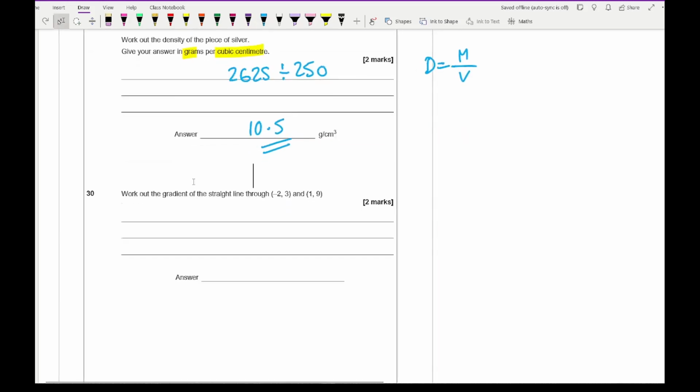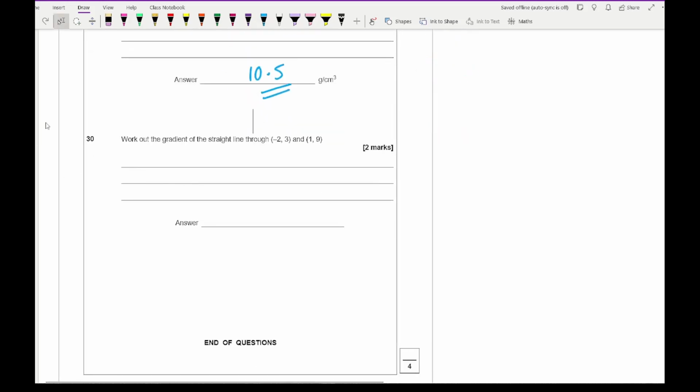Then the next question says work out the gradient of a straight line through -2, 3 and 1, 9. There are several ways in which you can do this. It all depends on how you've been taught. If I just imagine a quick sketch of a set of axes, I've got -2, 3, which is about there. That's at -2, and that's at 3. And if that's 1, and this is 9, that point is going to be there. And what I want to do is work out the gradient over this line here.